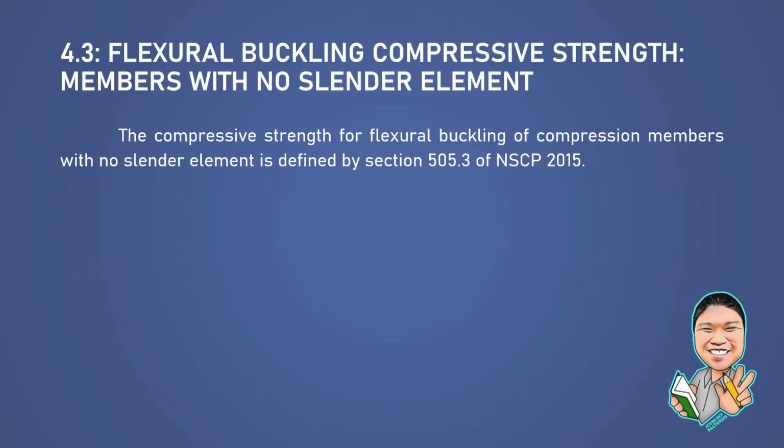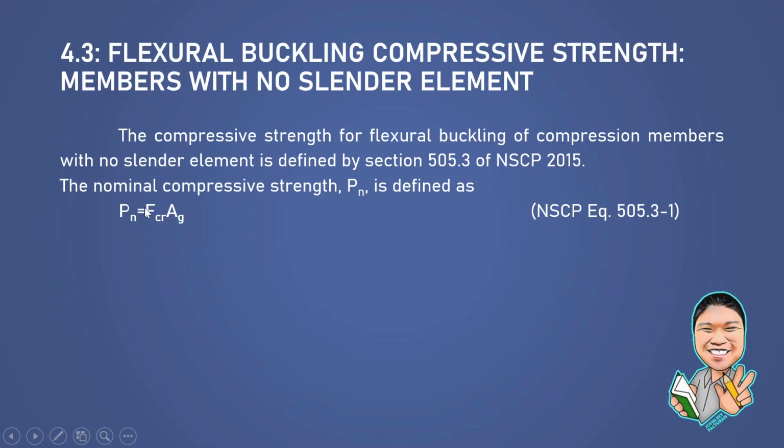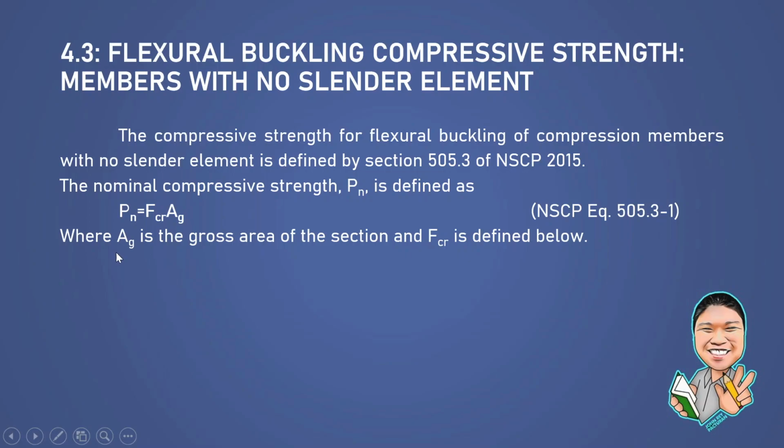Okay? So according dito, the compressive strength for flexural buckling of compression members with no slender element is defined by section 505.3 of NSCP 2015. So, if you have the NSCP, pwede nyong buksan yan and i-verify nyo itong aking i-discuss na mga equations. So, the nominal compressive strength or the Pn is defined as Pn equals Fcr times Ag. This is NSCP equation 505.3-1, no? Where Ag is the gross area of the section and Fcr is defined below.